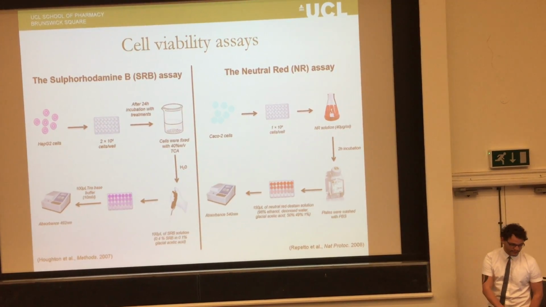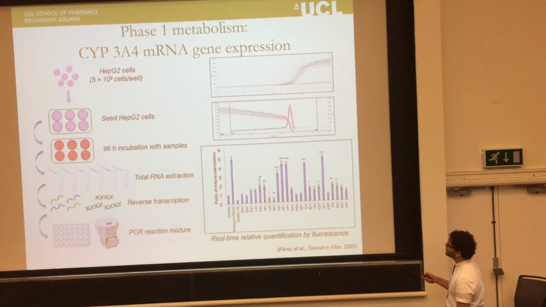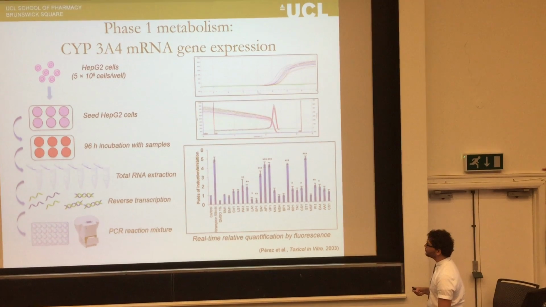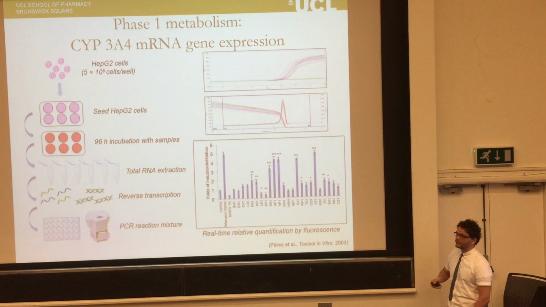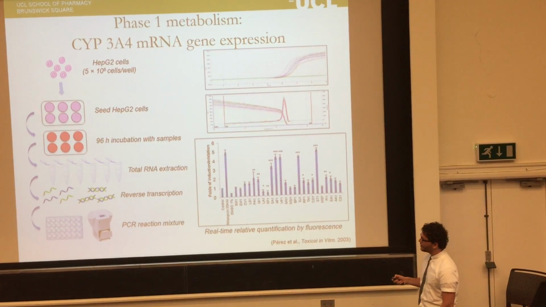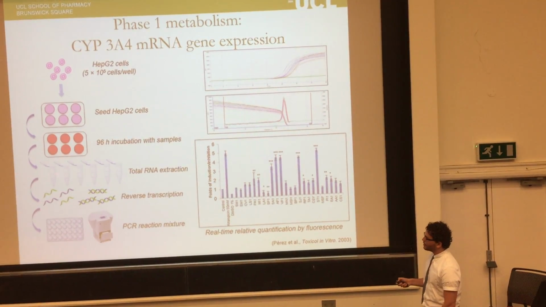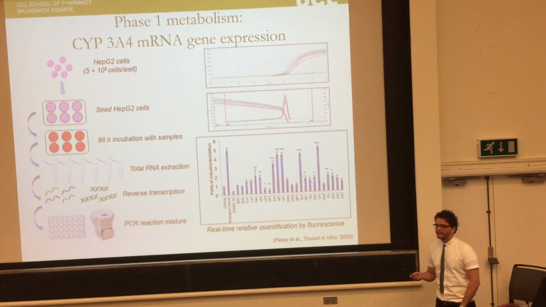ml for our studies. Then we did the first study on phase 1 metabolism, which is to check the expression of CYP3A4 using relative quantification or PCR quantification. So very briefly, we treated our cells, we extracted our RNA, we then reverse-transcribed our RNA into cDNA, and then we used beta-catenin to normalize our data.